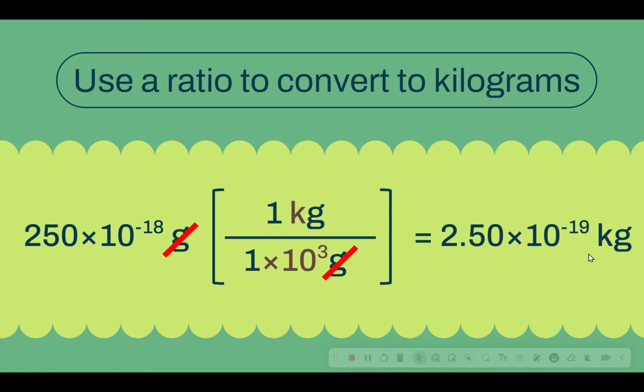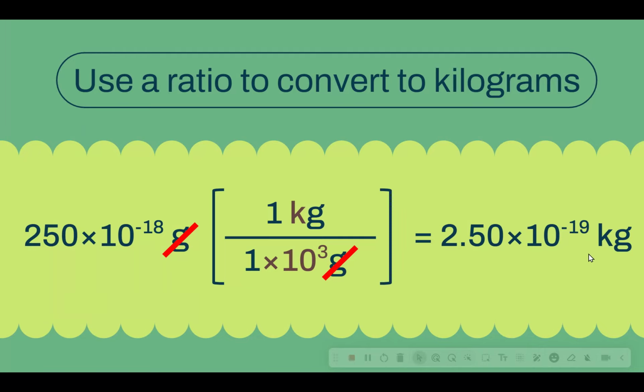One last little note that I'll make about this number is that because the original number was given to me as 250 attograms, 250 had 3 sigdigs. So when I wrote my final answer here, even though my calculator might have just shown 2.5 times 10 to the negative 19, I put that 0 on there because I still want to show that I in no way have changed the number of sigdigs my number has by putting it through a conversion, because conversions can't change that.